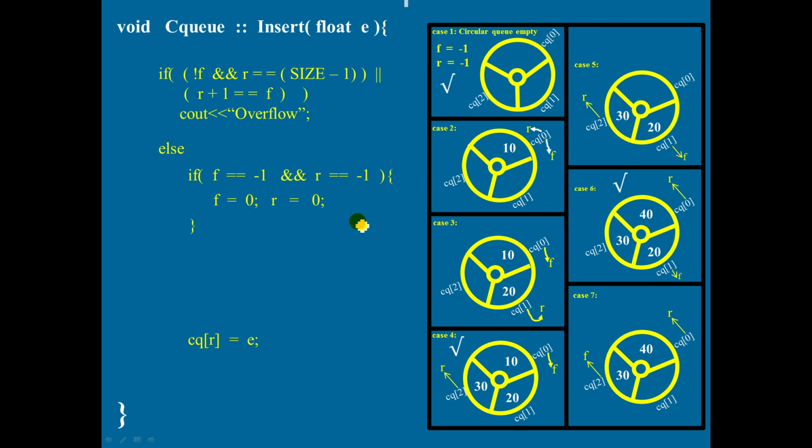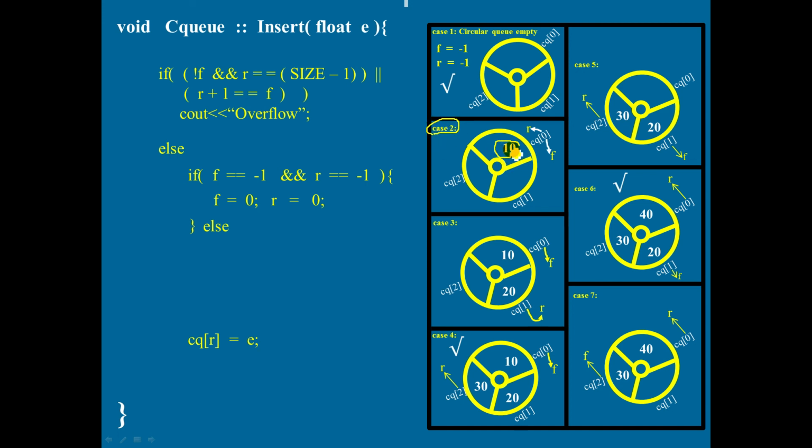Now one doubt that may come to your mind is, why should I make f and r 0? Because the rule is, when you insert an element, f should contain the index of the first element, r should contain the index of the last element, and when there is only one element, f contains 0 and r contains 0. Now else, in case 2, how do you insert an element?